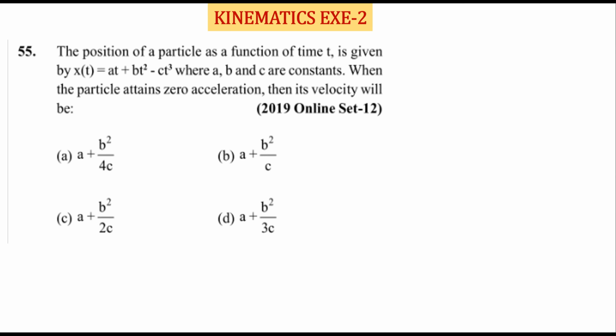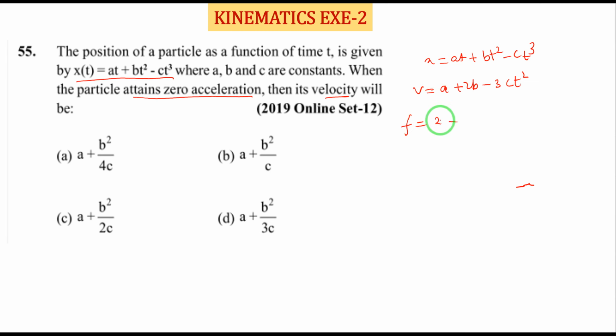In question number 55, x of a particle is given. When the acceleration is 0, find its velocity. So you need to differentiate twice. X is given as at plus bt square minus ct cube. Okay. From here, once you differentiate it, you will get a plus 2bt minus 3ct square. Again you differentiate it. We will call it acceleration f because a is already there. 2b minus 6ct.